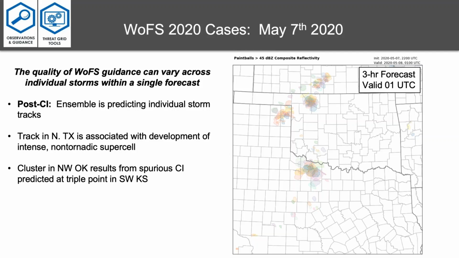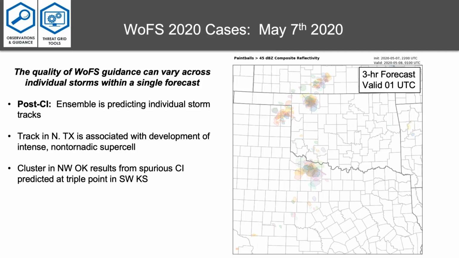So one thing that's interesting here is that one of these forecasts turned out to be pretty good, which is the one in North Texas and with the left movers going to Southwest Oklahoma. The other one that's basically all of the convection in Southwest Kansas or central Kansas through Northwest Oklahoma and into the Northeast Texas Panhandle, all of that is spurious. All of that's resulting from over-aggressive prediction of CI.